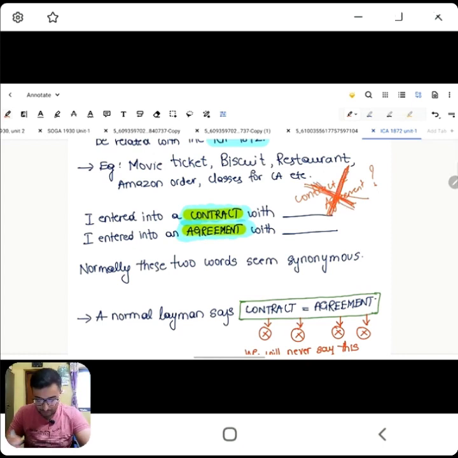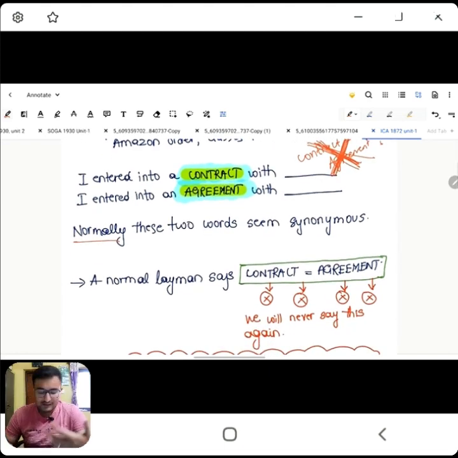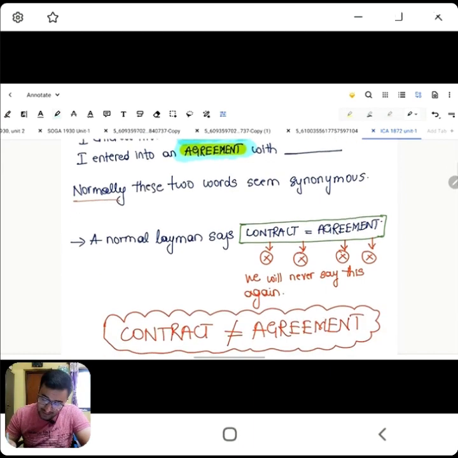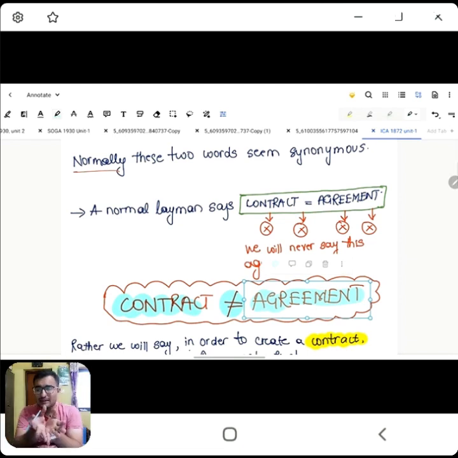Understood this? Okay. Normally, these two words seem very synonymous. These literature and English students very righteously say that contracts are agreements. But we as CA students should be able to correct them that you are highly mistaken, sir. Contracts and agreements are never ever going to be the same. Therefore, a contract is never equal to an agreement. Why? What is the difference between a contract and an agreement?